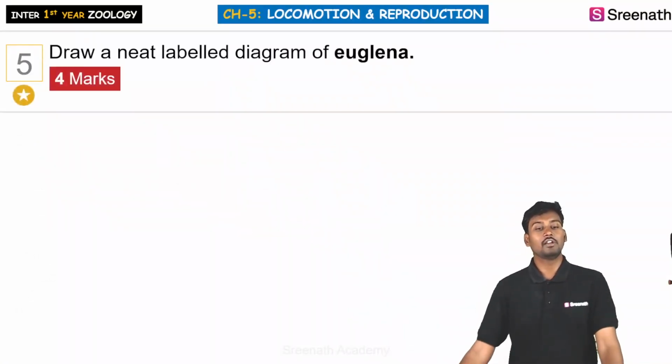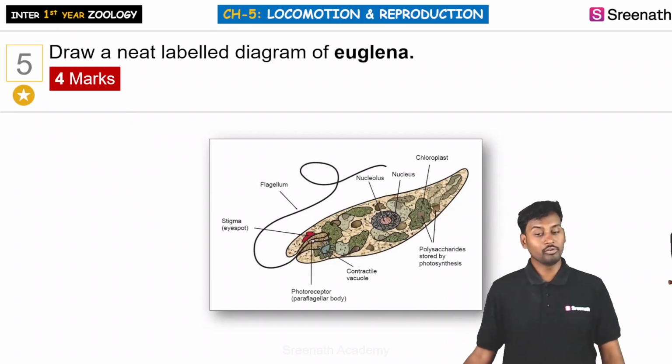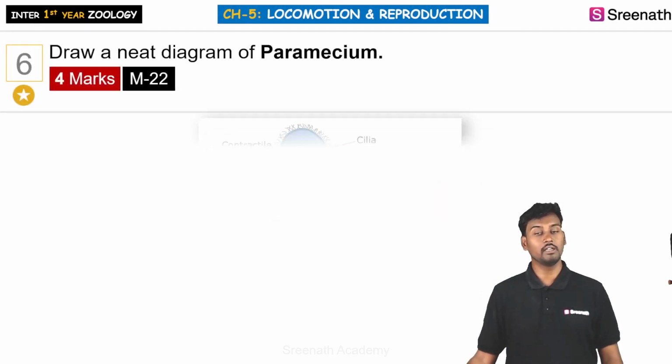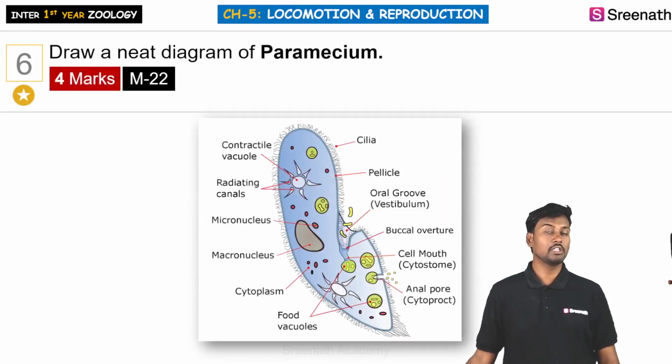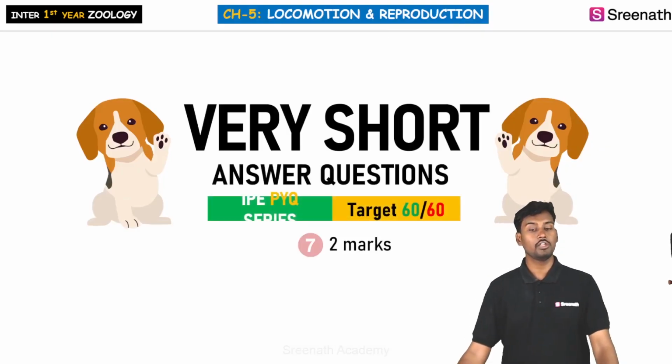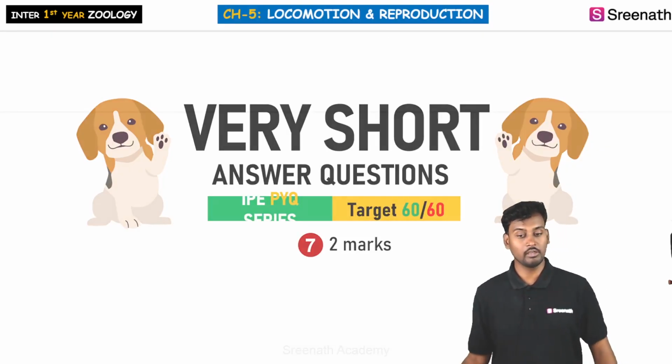So next one is: draw a neat labelled diagram of Euglena. This is very important for the 4 marks, and you have to regularly practice the diagrams. And next one is: draw a neat diagram of Paramecium. This requires constant effort from your side so that you can draw better diagrams. After this we are going with the very short answers, that is 7 from this particular unit.